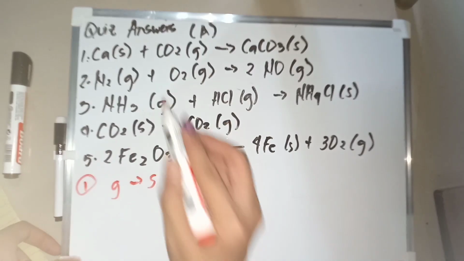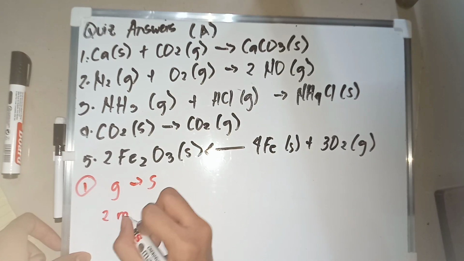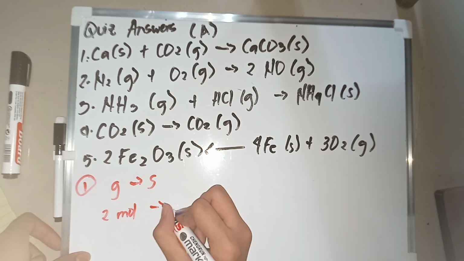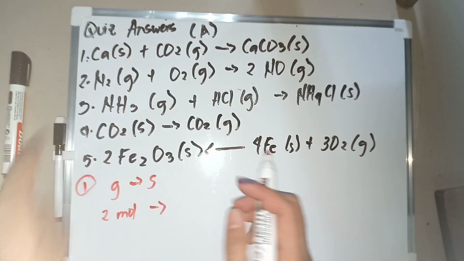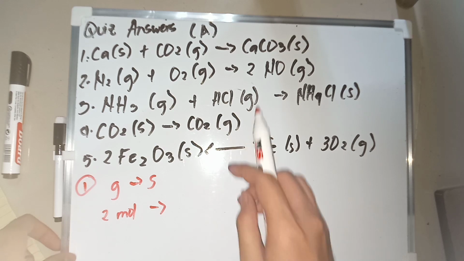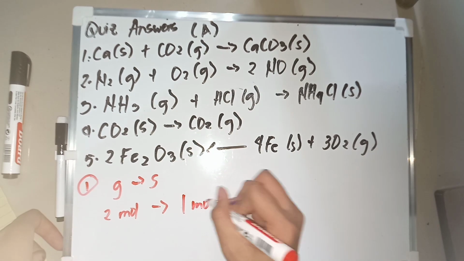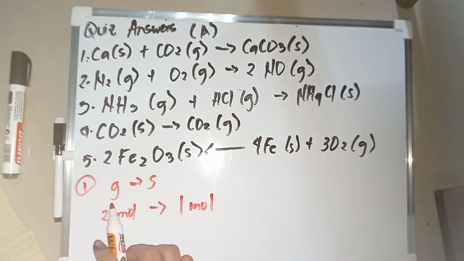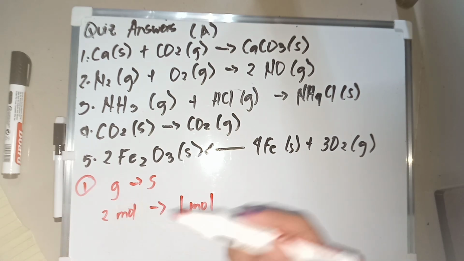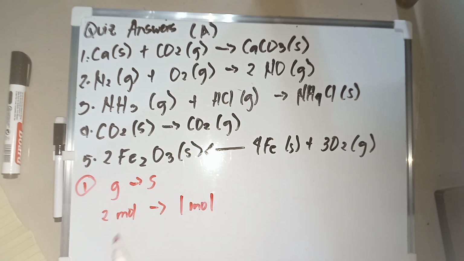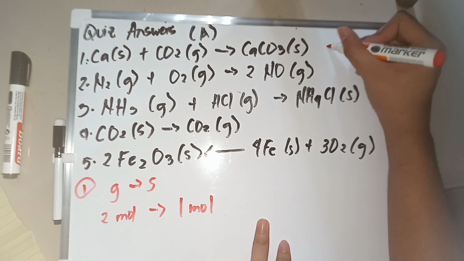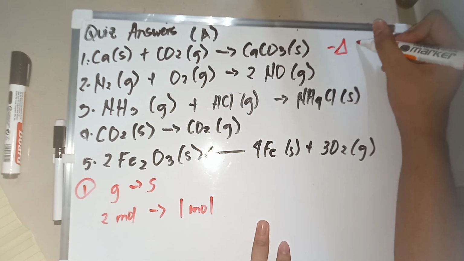So we have two molecules for our reactant, and our product has only one molecule. So gas to solid means a decrease in entropy, and we also have a decrease in the number of molecules. So the answer to number one is decrease in entropy.